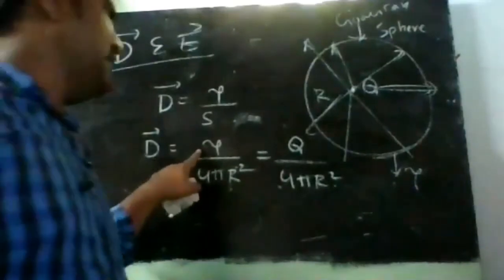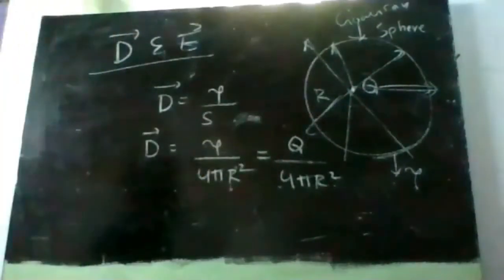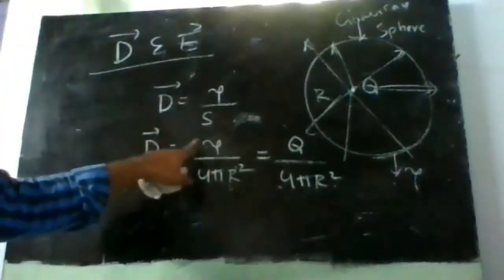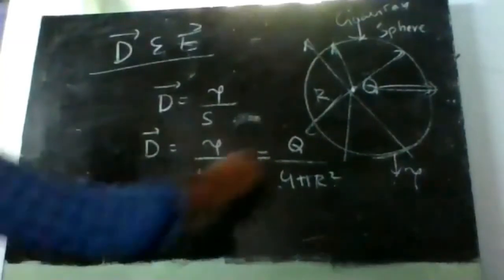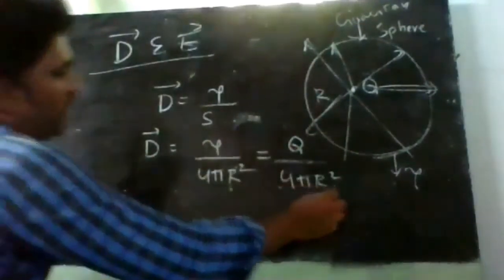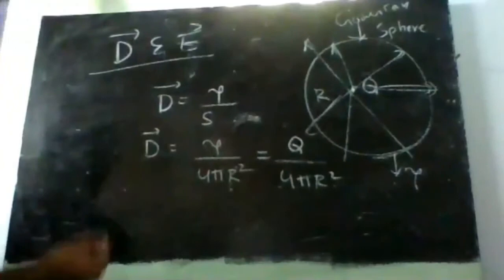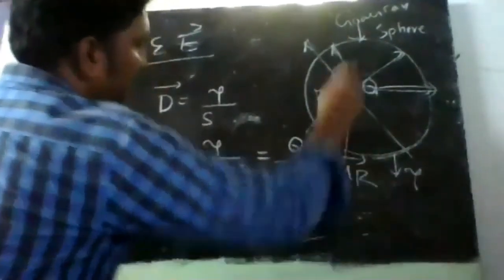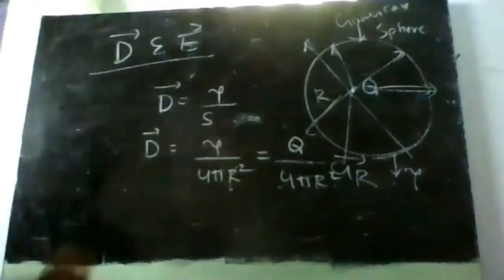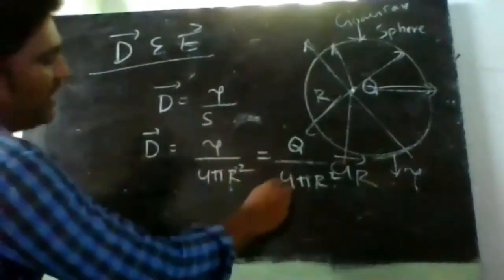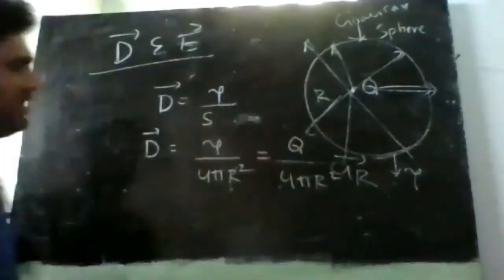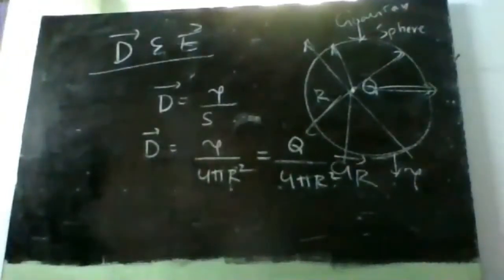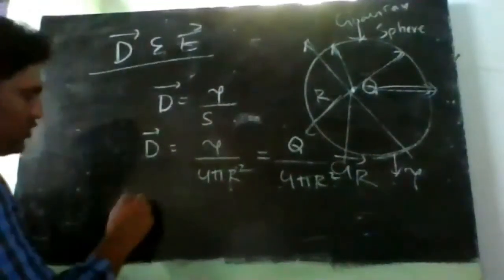Then what is psi? It is q. As per Gauss law, we can write psi as q. So therefore D bar is equal to q by 4 pi r square. Now what is the direction? The direction will be in the direction of the normal to the surface, that is the r axis. So D bar is equal to q by 4 pi r square into a r bar.